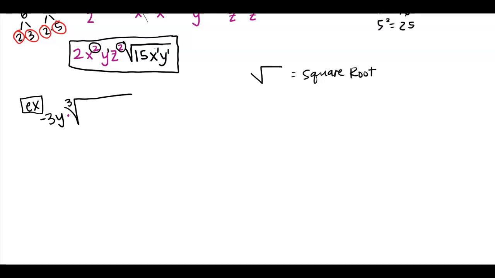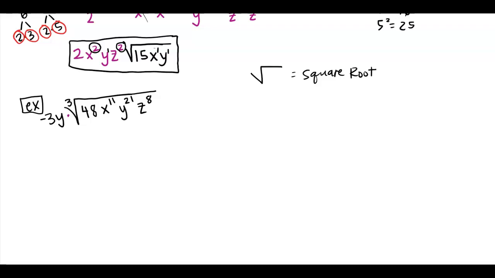What if I have, let's do, trying to think of a good one here. Maybe I'll do 48 x to the 11th power, y to the 21st power, z to the 8th power. Okay, so let's try and do this one together.